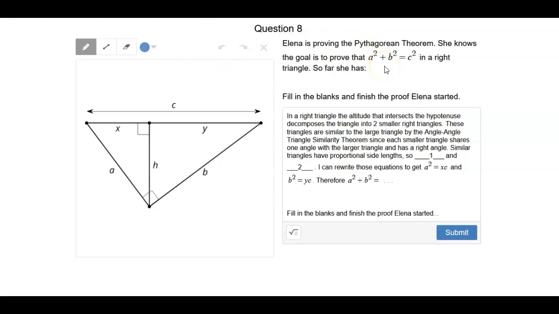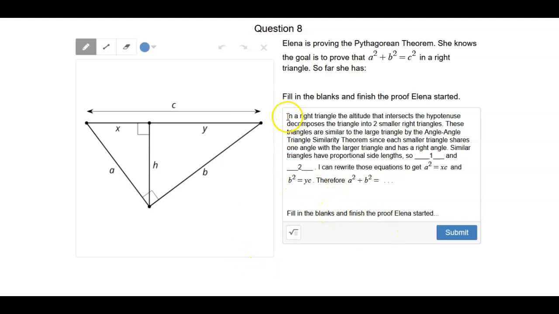Okay, Elena is trying to prove the Pythagorean theorem. So when she does that, she knows that the goal is to prove that a squared plus b squared equals c squared in a right triangle. This is what she has so far, and so what we want to do is fill in the blanks and finish the proof that she started. So we have a blank here, and we have a blank here.